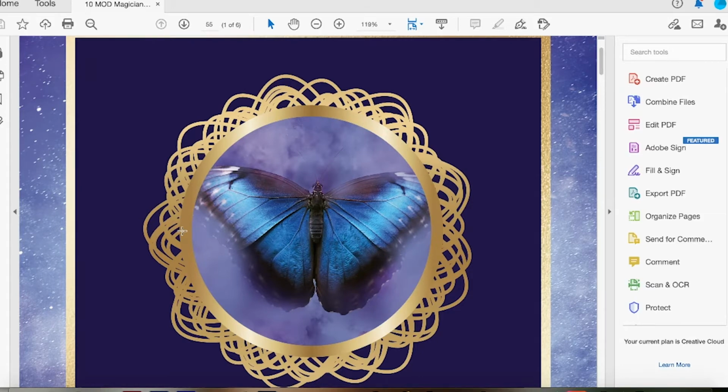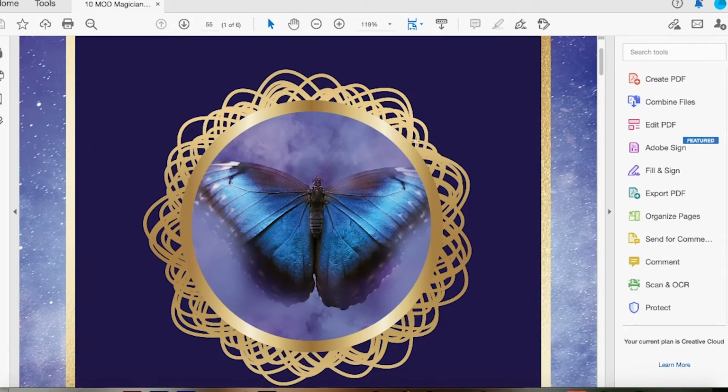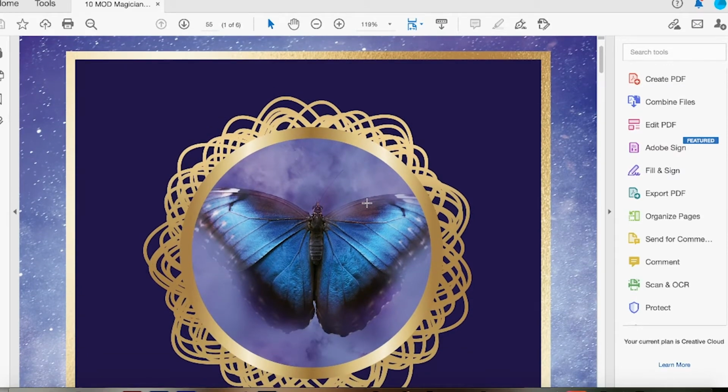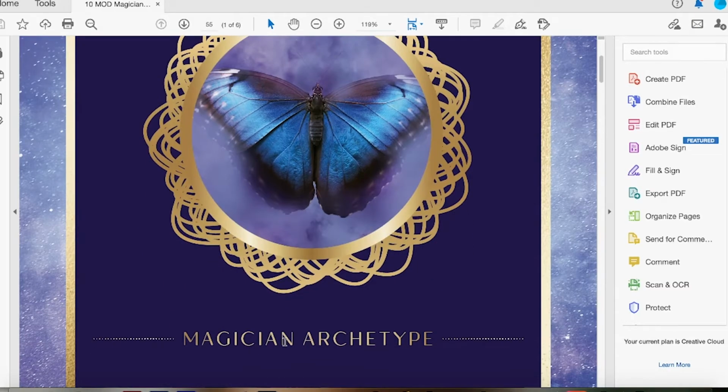So for example, in this case, the butterfly represents transformation. So it's very appropriate to be using for the magician because the magician is about transformation. So when you see these totem animals, it reminds you to focus on transformation, or what the symbol means. So that's why I chose to do totem animals instead of the typical symbols for the archetypes, because I felt like they were more practical and you can actually use them in your daily life.